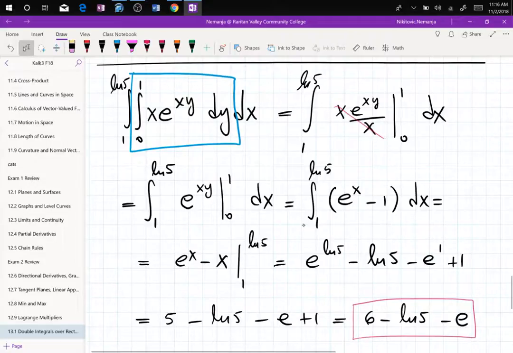Now, what if that was actually a y? Do I have to go through integration by parts? And the answer is actually no, I don't. Because what I can do is switch the order of integration, and then I would still calculate x, and there would be no integration by parts. So switching the order is something that saves your skin in 13.1 for rectangular regions, because switching the order is a joke.